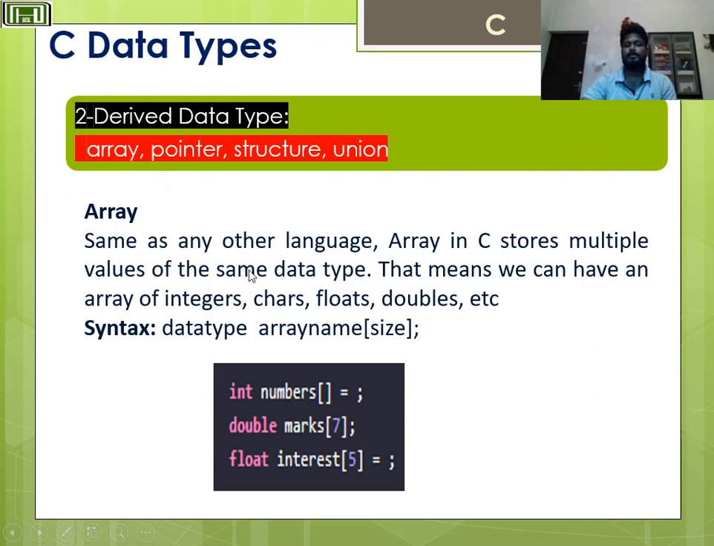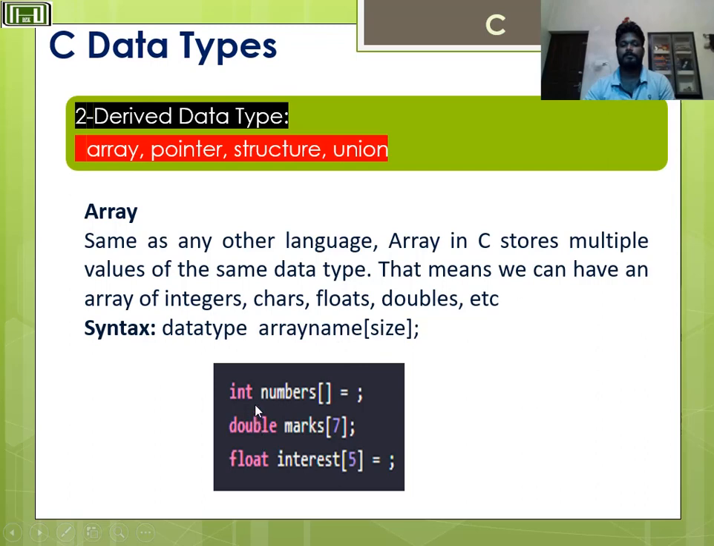This is homogeneous type of data, same as any other language. Array in C stores multiple values of the same data type. That means we can have an array of integers, characters, floats, doubles, etc. Here is the syntax: data type followed by array name, then size of the array.